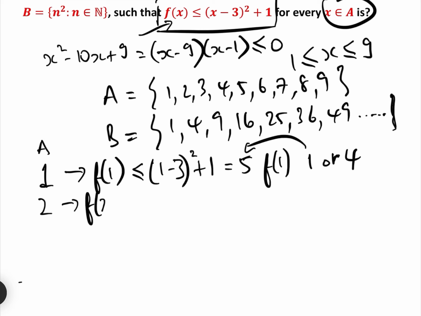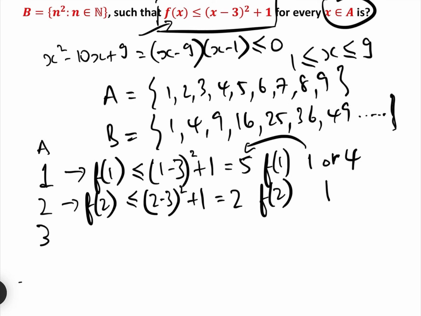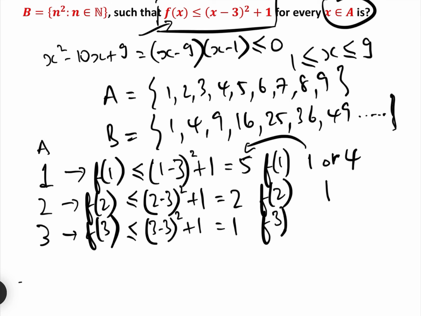If it maps to 1 or 4, that is less than or equal to 5. Okay, now what about x equals 2? Well, f of 2 has got to be less than or equal to 2 minus 3 squared add 1, which equals 2. So therefore, 2 must get mapped to 1 only. What about 3? F of 3 must be less than or equal to 3 minus 3 squared add 1, which equals 1. So clearly 3 can also only map to 1. So that can map to 2, 1 or 4. That can map to 1 only. That can map to 1 only. That's the number of mappings that there can be.